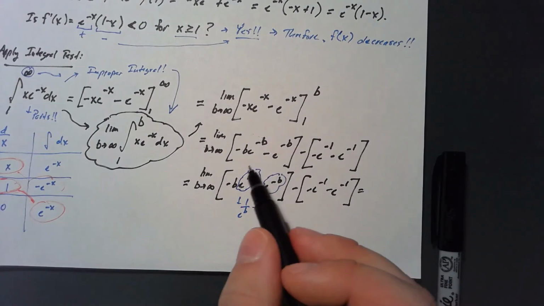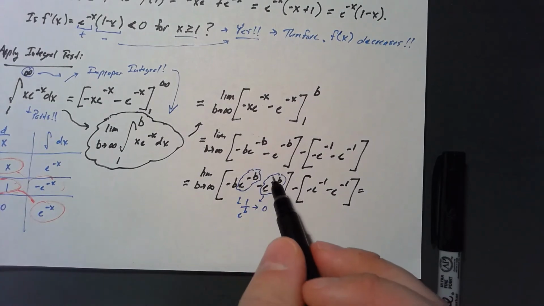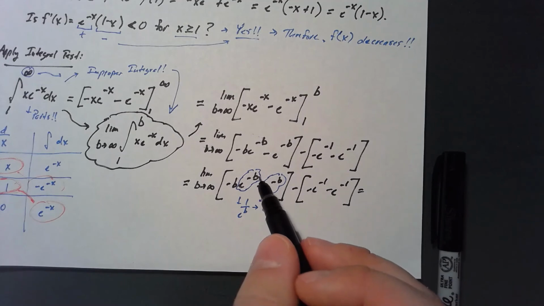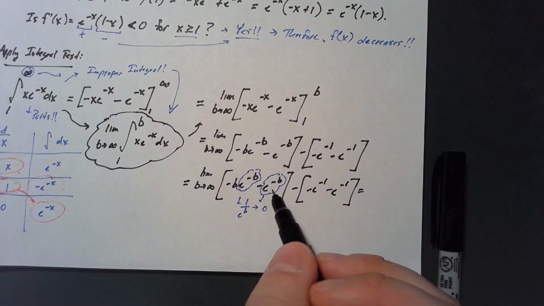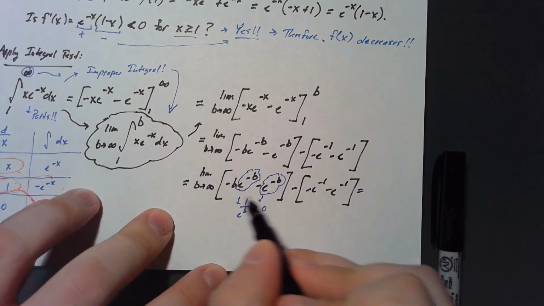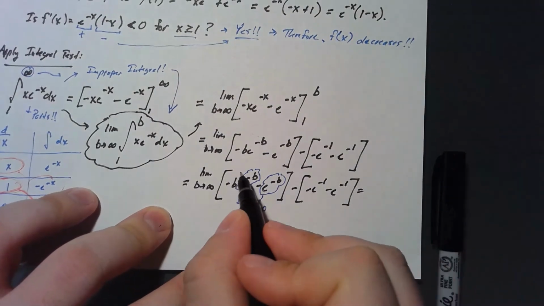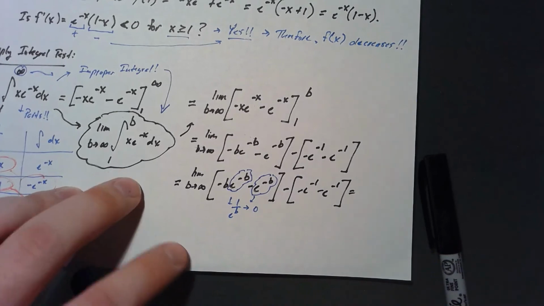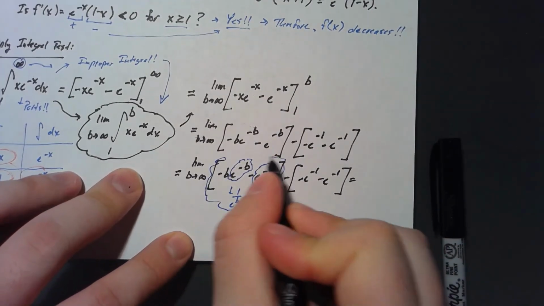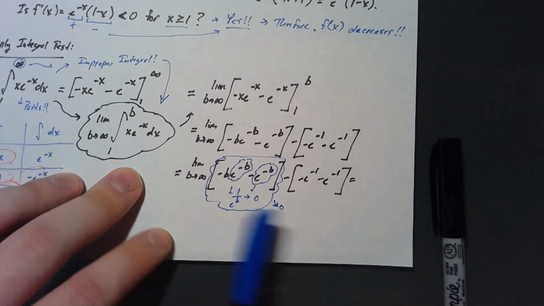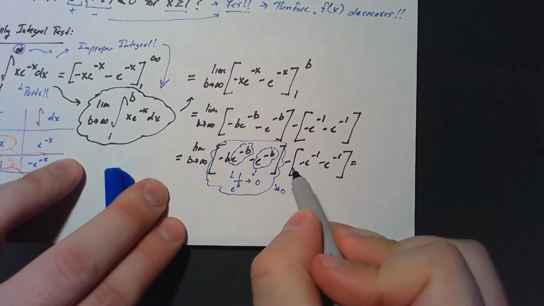This is going to be 0, right? This whole thing is going to be 0. So when you go through that, that's what you're going to get. This whole thing is going to go to 0. So all I'm going to be left with is this quantity.